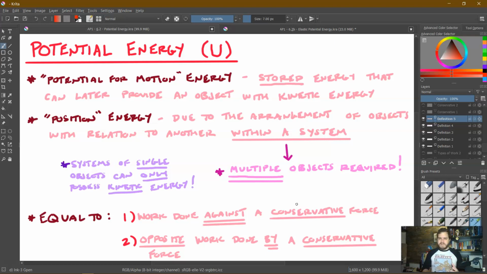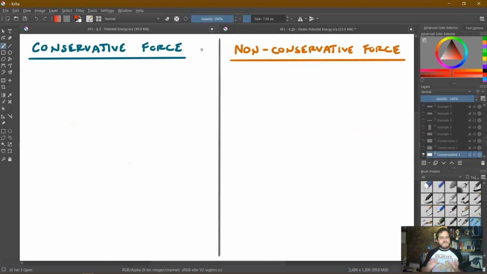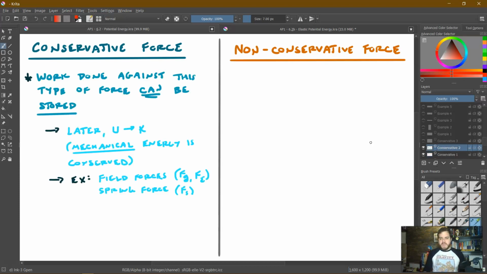But what exactly is a conservative force, and how exactly does this affect things? We've not broken down forces into this distinction before: conservative forces and what we call non-conservative forces. So let's start with conservative forces. A conservative force is a force that if we do work against it, it can be stored as potential energy. But why is it conservative? Why do we use that word?